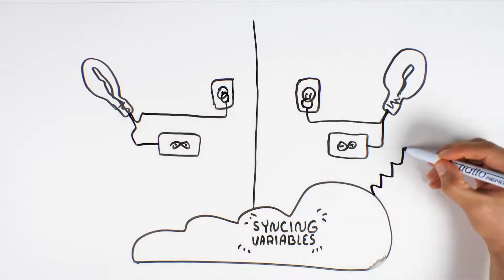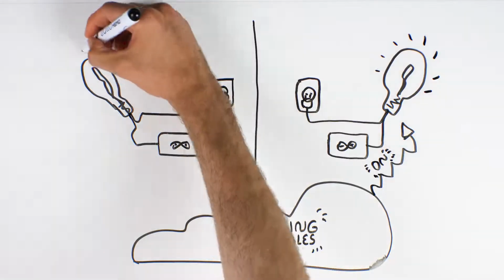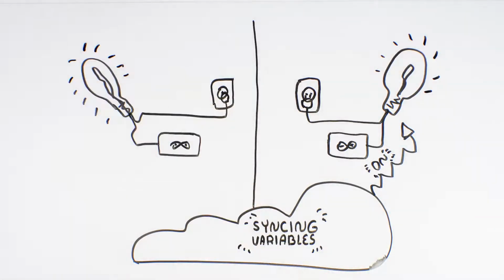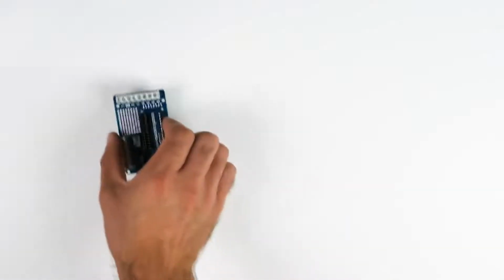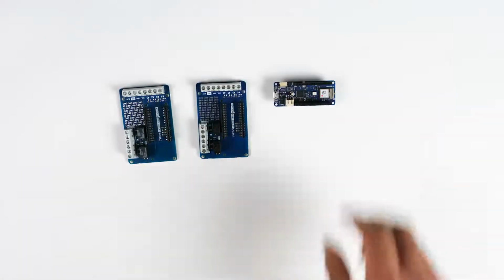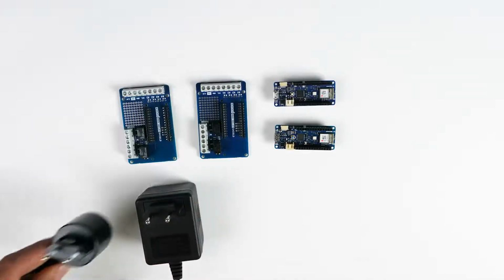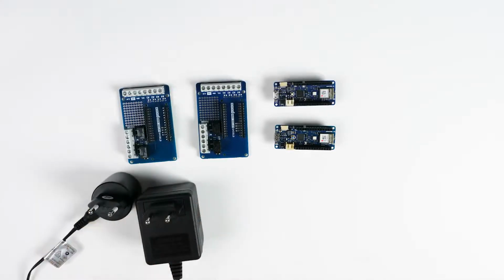The working principle is that whenever we turn on the first light source, it will also automatically turn on the second light source. And this is, of course, the same principle when we want to turn them off. For this project, we're going to use two Maker relay shields, two Maker Wi-Fi 1010s, two power sources, and two lamps.